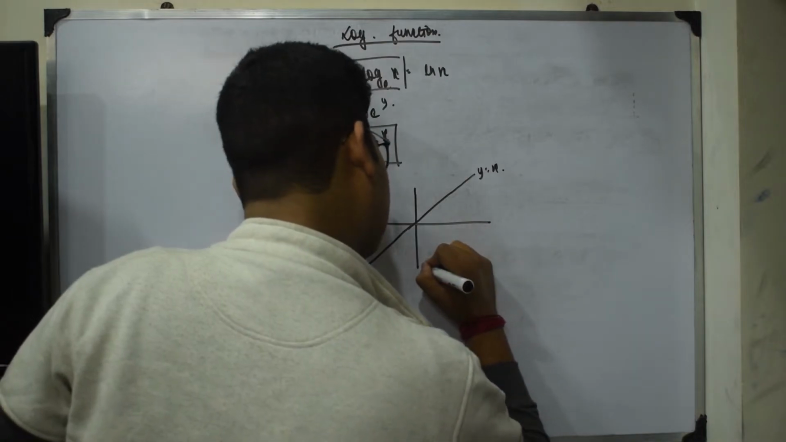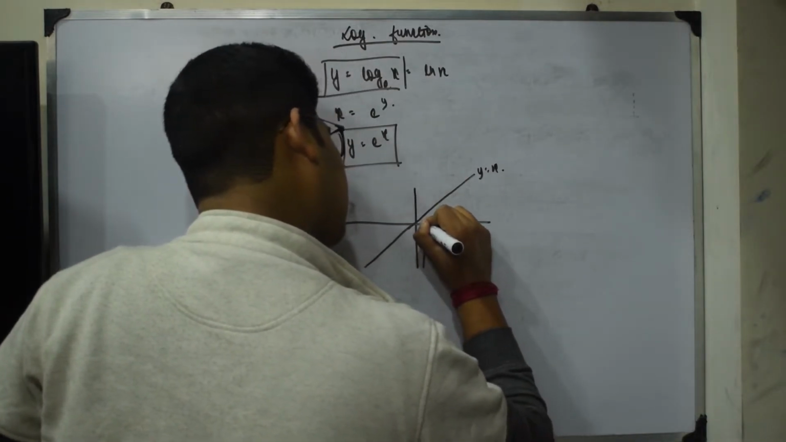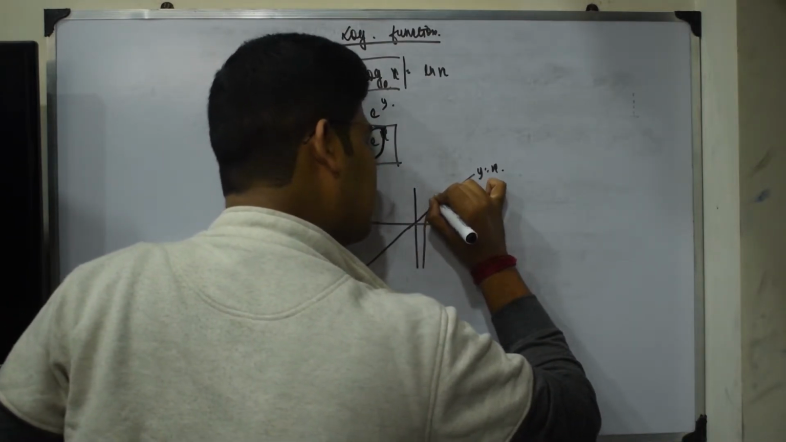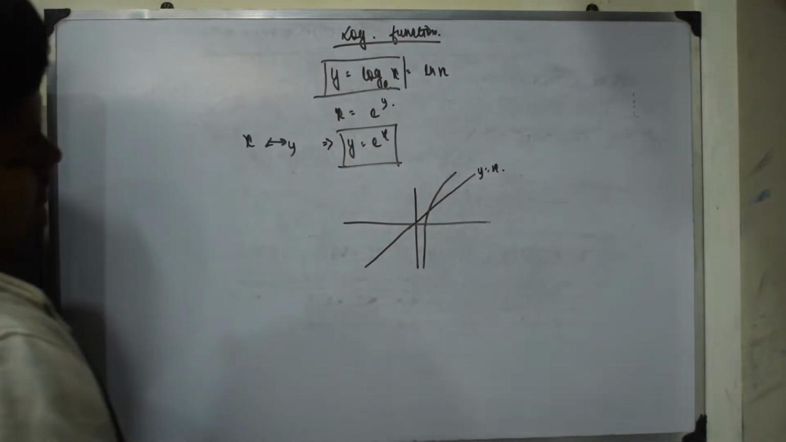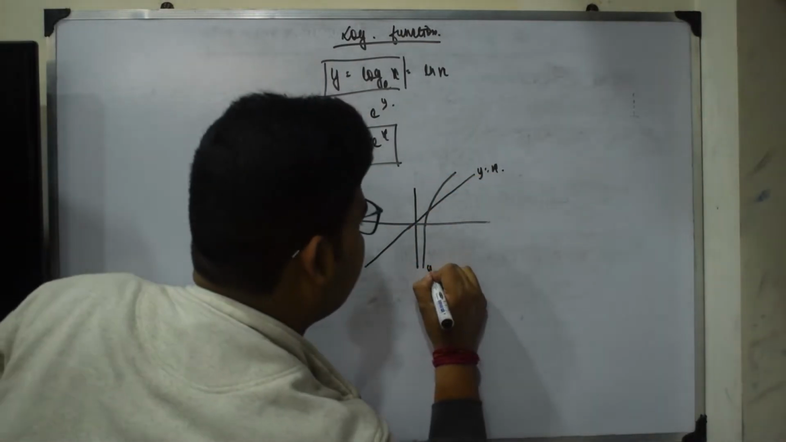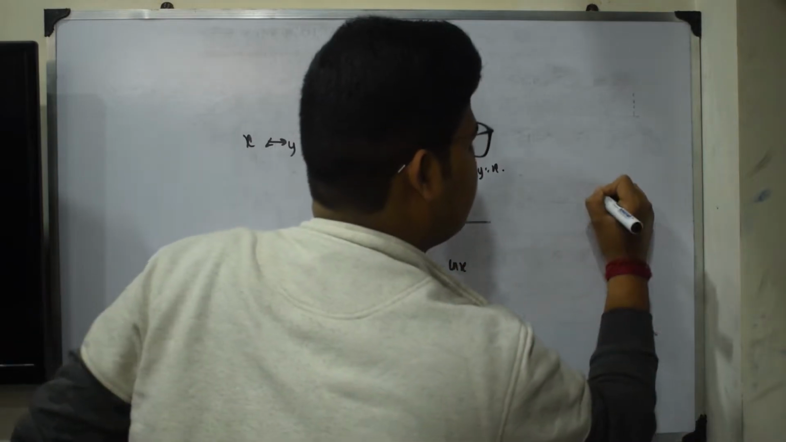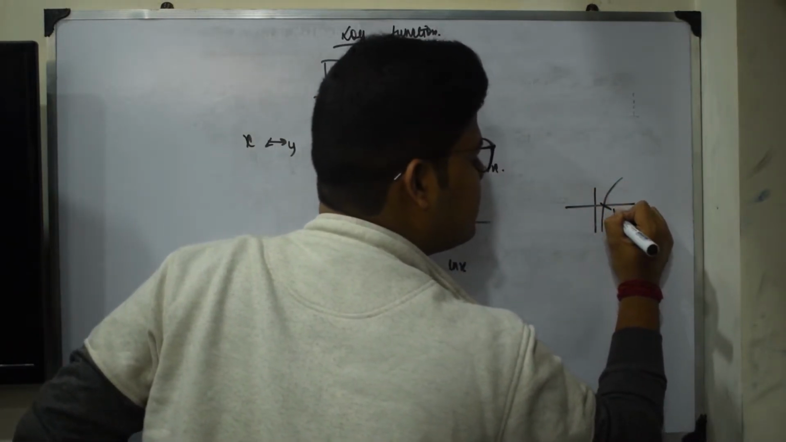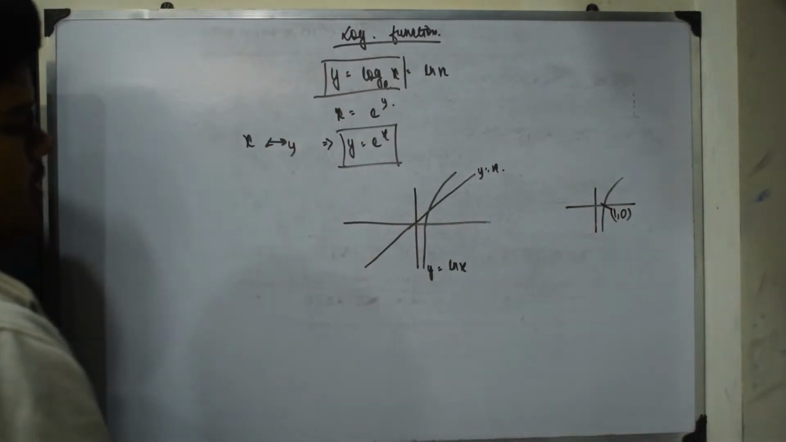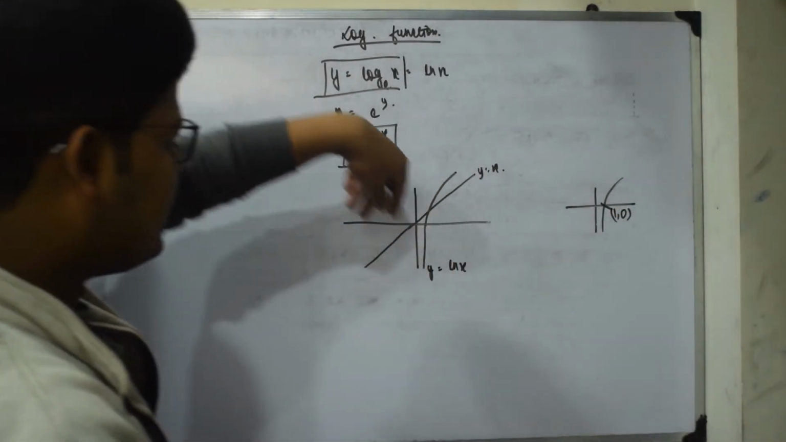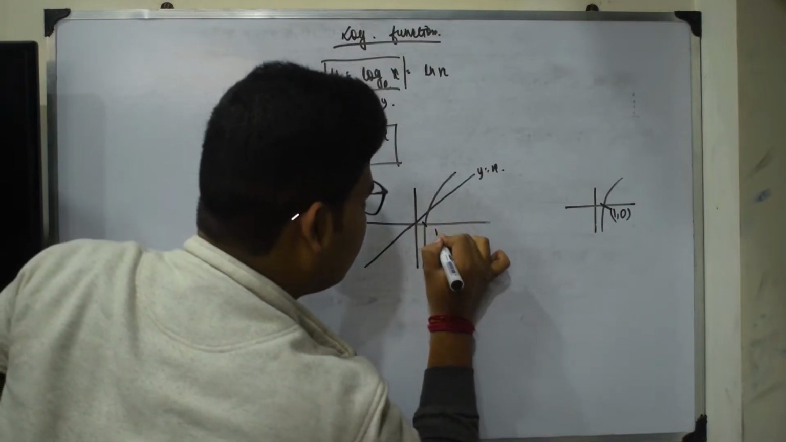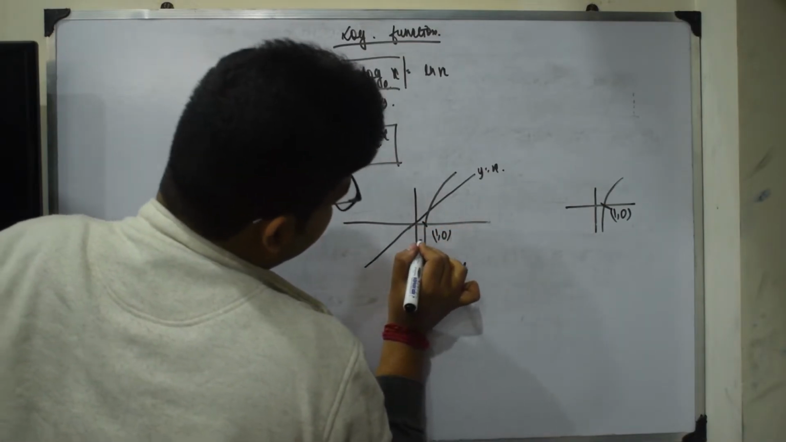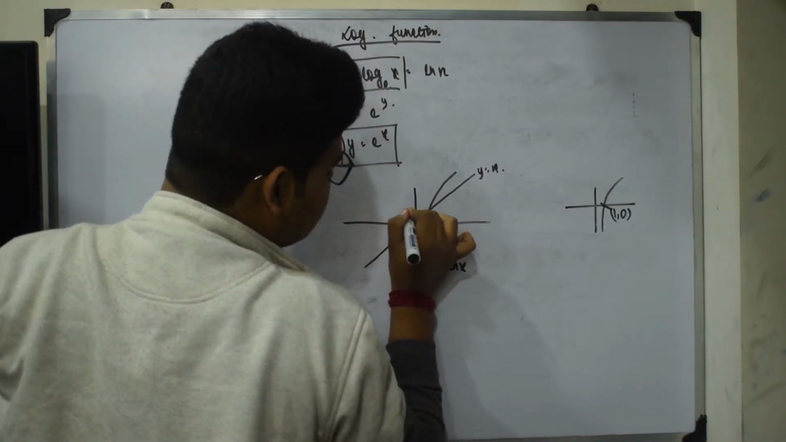For ln x, the graph goes like this. Y equals ln x. If I represent only ln x, it's like this, where this point is 1, 0. Now if we take the reflection, this would surely pass through 0, 1.